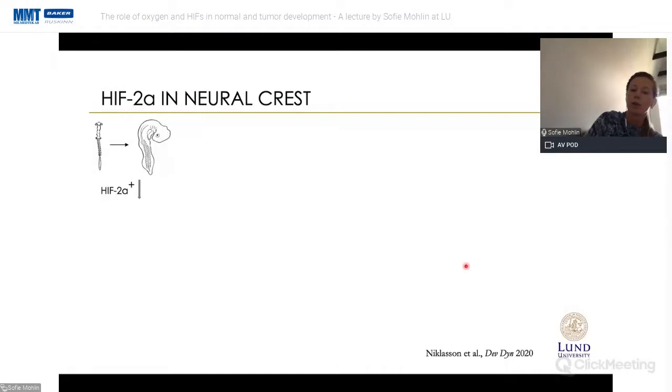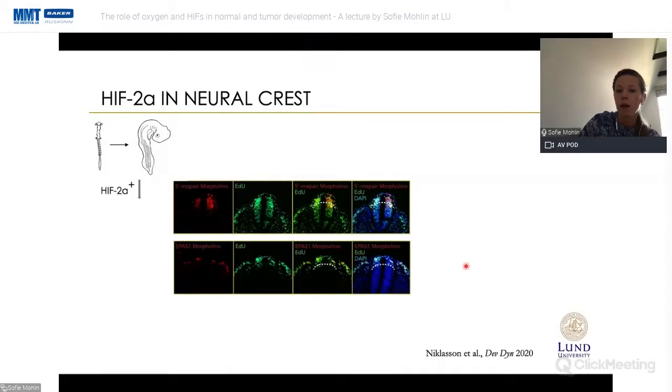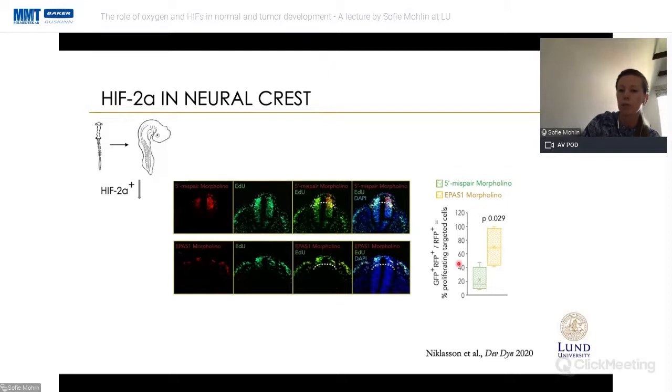So what goes hand in hand with migration is, of course, proliferation. So we did a real-time live EdU incorporation assay. And this is from the specific control morpholino. And you can see now the targeted cells in red and the proliferating cells in green. And when we look at the embryos where we knock down HIF2, there is a very high proportion of proliferating cells. And when we quantify this, we see a massive increase in proliferation when we knock down HIF2.